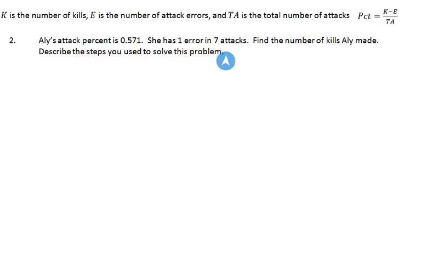So let's go ahead, just like we did in the first example, and put a letter above what each of these numbers represents. The attack percent is the PCT, so I'm going to put PCT above that. 1 error is represented by E, so I'll put an E above that. And the number of attacks is represented by TA. So that's what we're given.